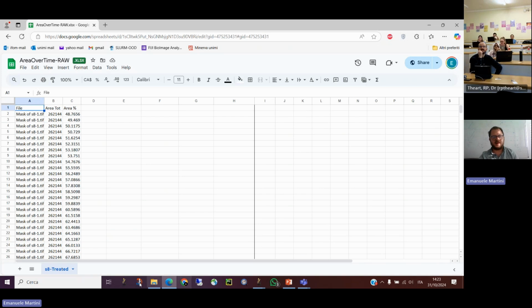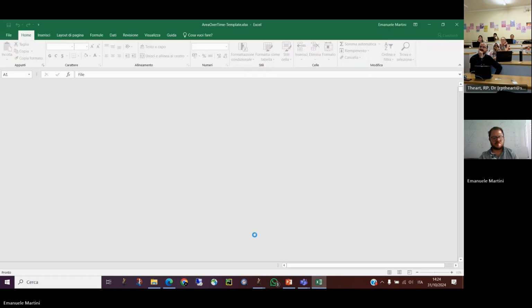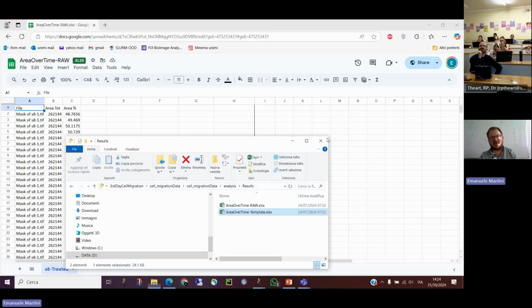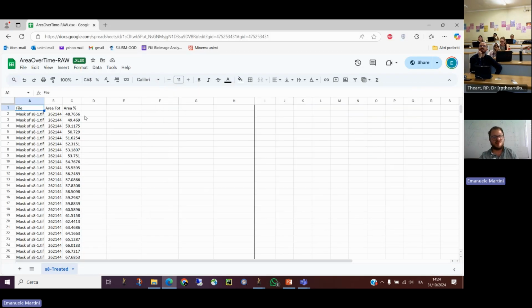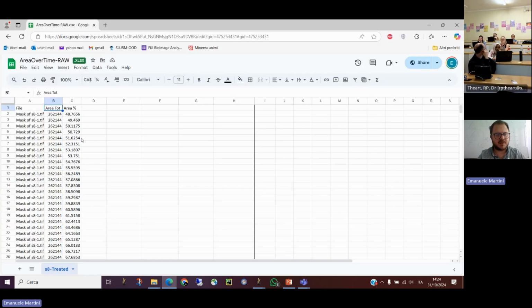If someone else has something like this, with all the calculation already done, delete everything and we will do it together. So you should have only file, area total, and area percentage, or like label, area total, area percentage. Let me know if everybody has this one open. Everybody has the Excel file open?